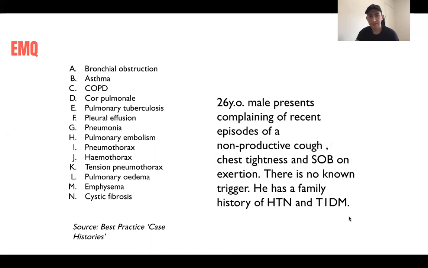A 26-year-old male presents to the GP with a non-productive cough, chest tightness, and shortness of breath on exertion. No known triggers, and he has a family history of hypertension and type 1 diabetes. What does this young man have?